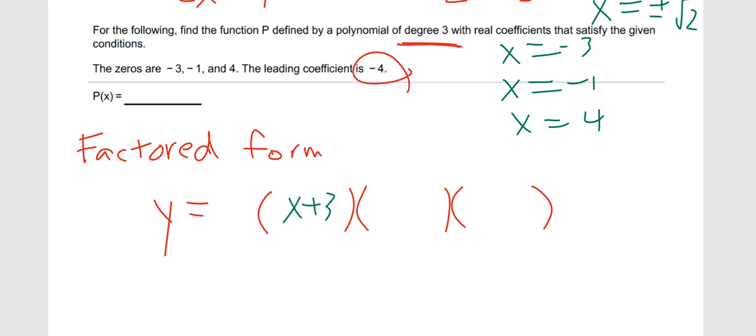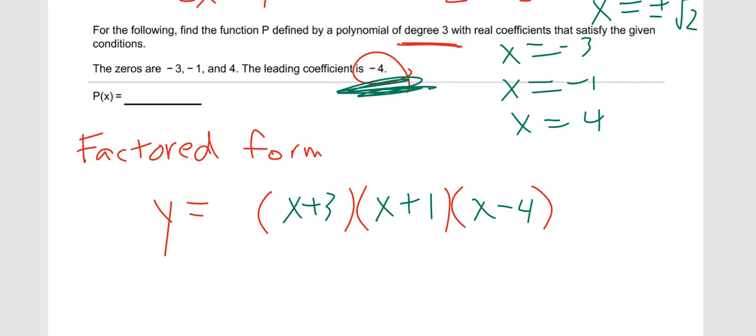See, I knew you were thinking the right thing. I knew you had it in there. It's okay. And then x minus 4. So that is almost correct with the exception of this, because currently, the way we have it written, we've got a leading coefficient of 1.